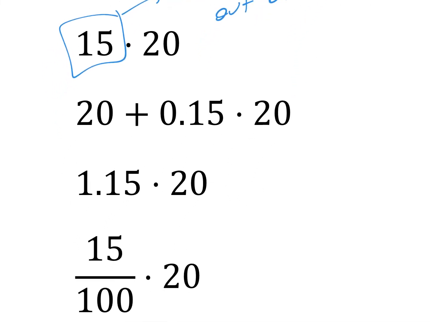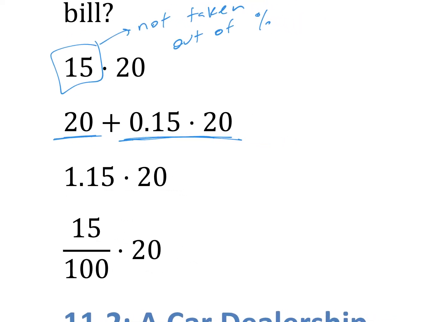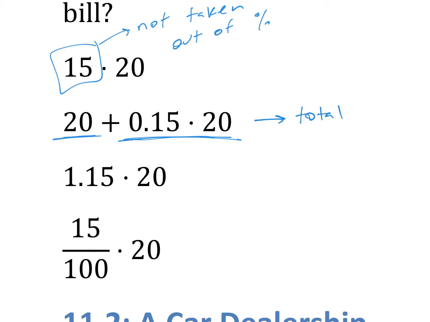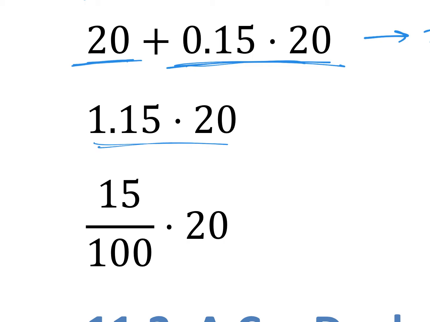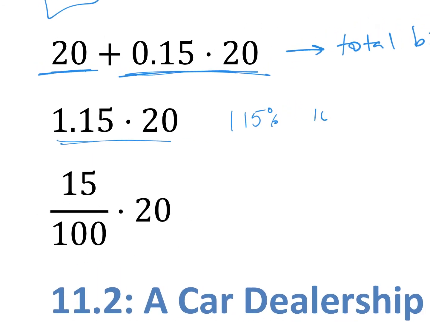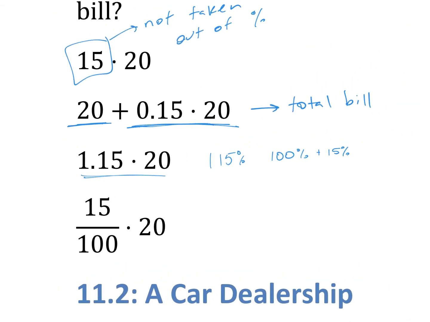Let's look at the second one. This one shows the multiplication of 0.15 times 20, so that is taken out of percentage form. It takes that amount and adds it to the original amount of 20, so this represents the total bill. For the next one, it says 1.15 times 20. If we analyze the 1.15, that's really 115%. That 115% comes from the 100% of the original bill, plus the 15% tip. So this one also represents the total bill.